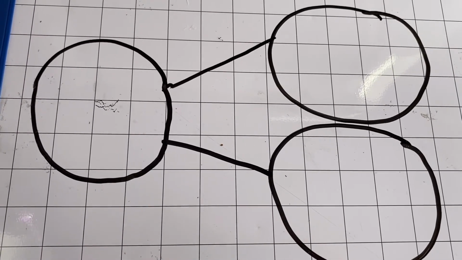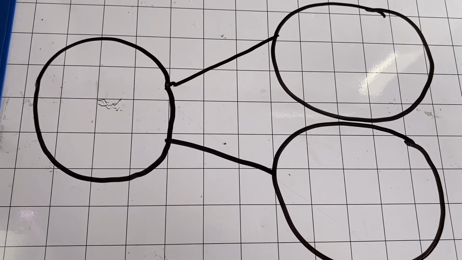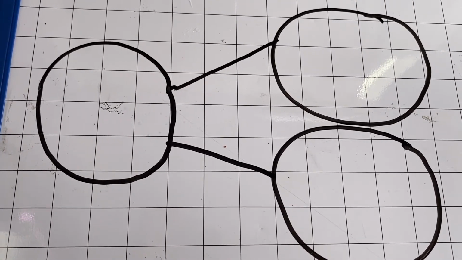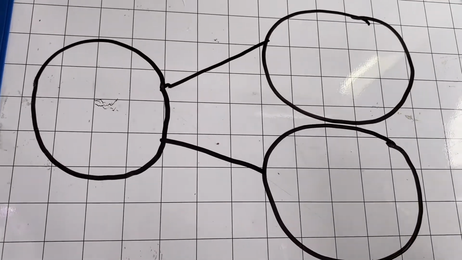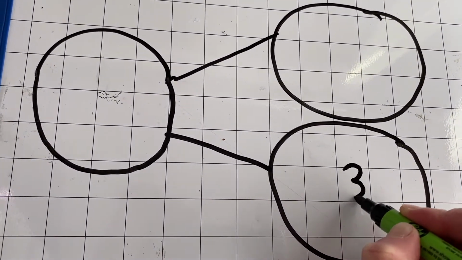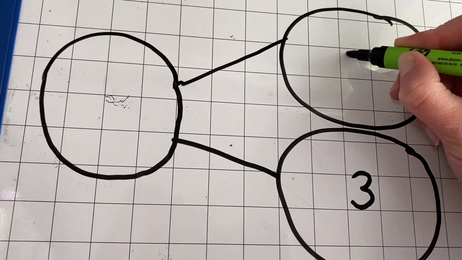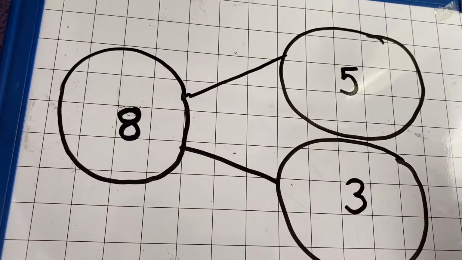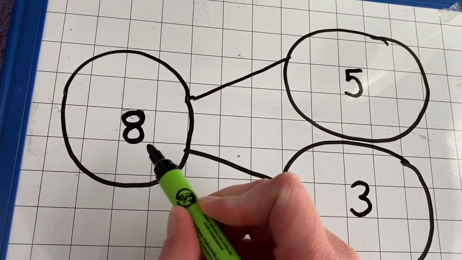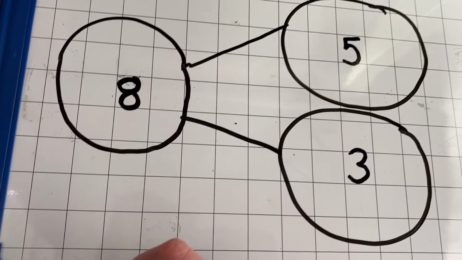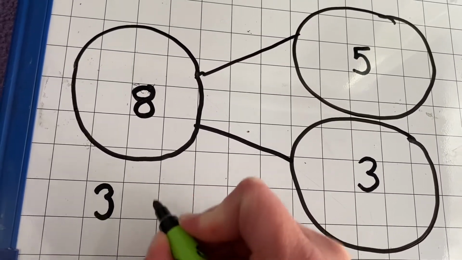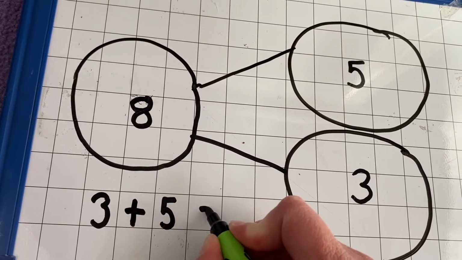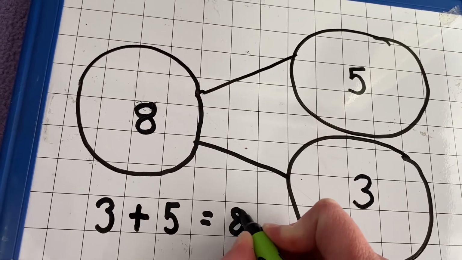When children are confident at using concrete objects to support their learning, they can move on by writing the numbers in each part of their part-whole model. For example, 3, 5 would total 8. 3 add 5 equals 8. Then finally, they would move on to being able to write this as a number sentence. 3 add 5 equals 8.